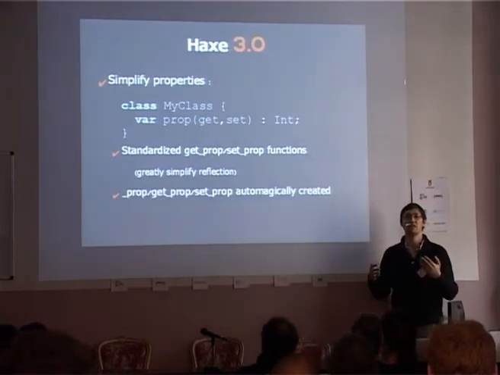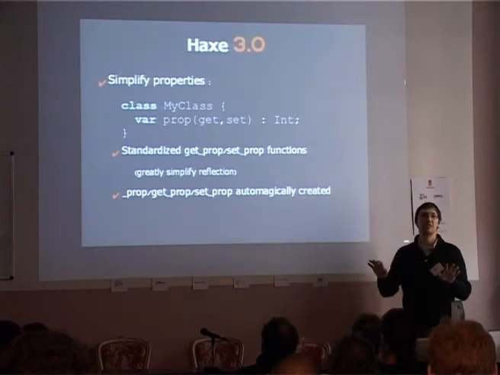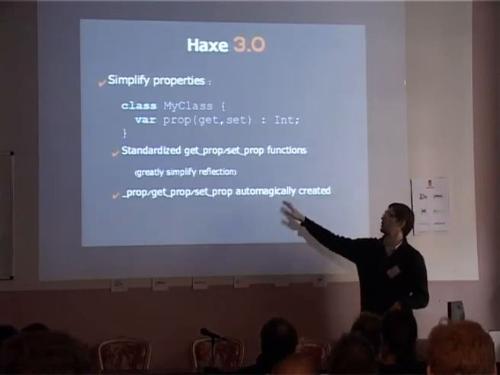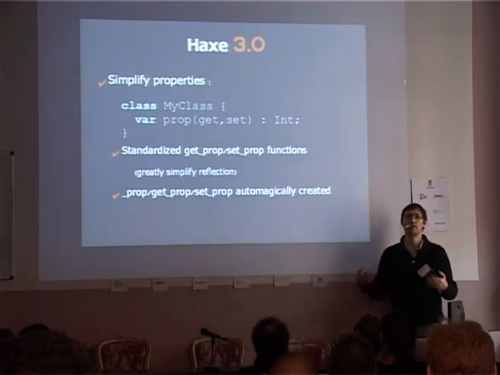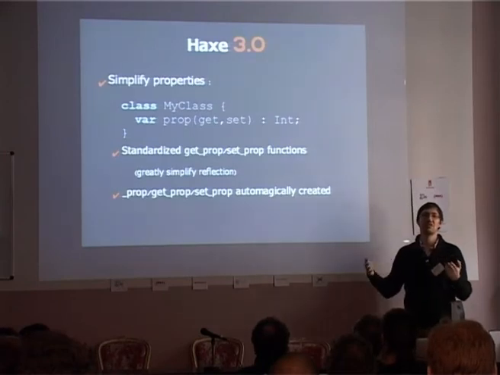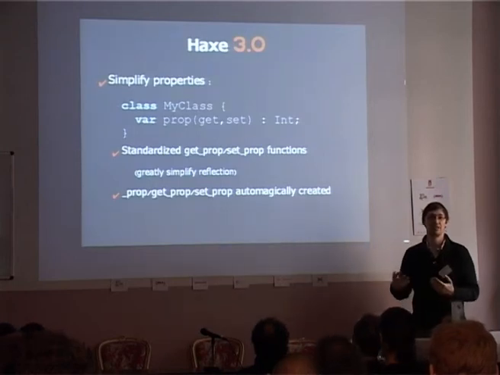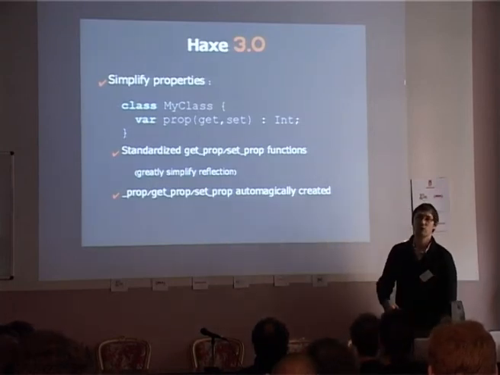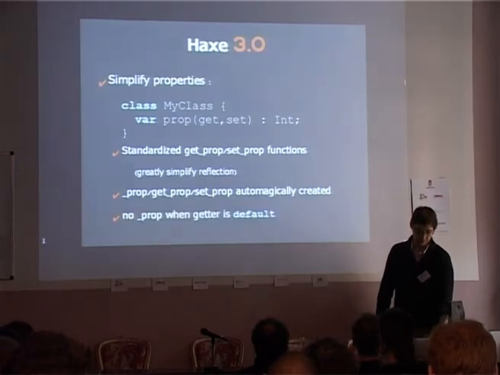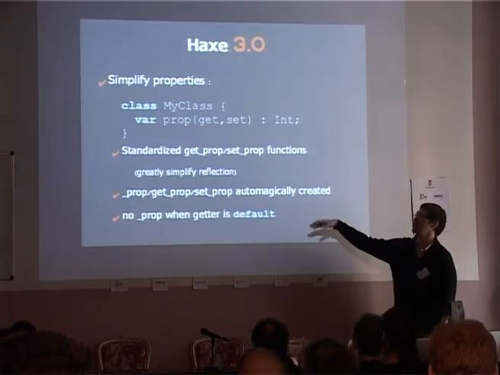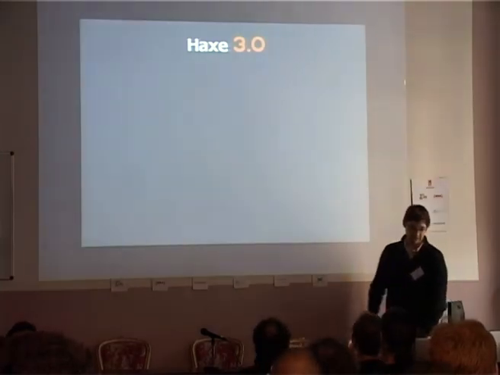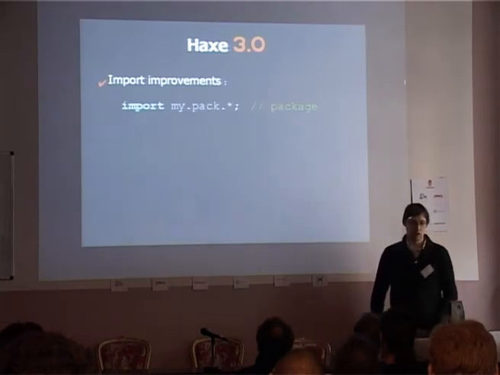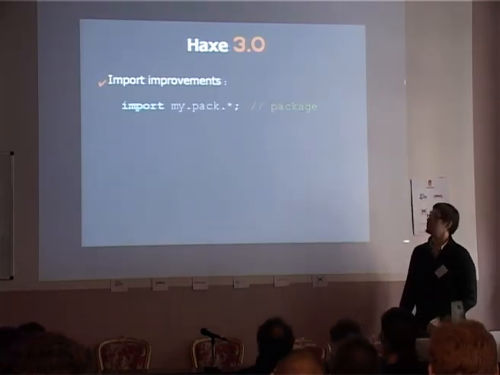To simplify things, as soon as you declare that, if you declare nothing else, it will automatically create the get_prop and set_prop functions for you. You don't have to write them yourself. If you just write this, it will generate them. So that's also something we want to do to make properties easy to work with. And of course, it doesn't create them if it's a getter default, which means it's only a generally variable or something. But anyway.